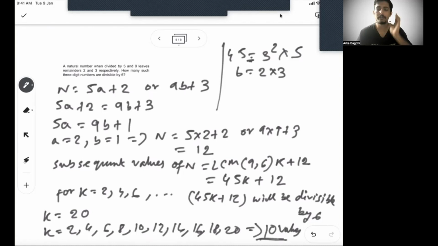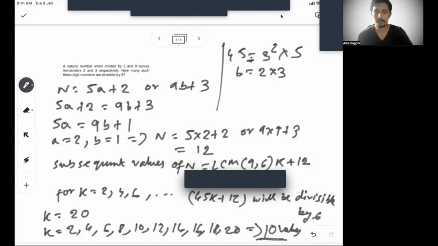So 10 such values for which the 3-digit number which satisfies the condition when divided by 5 and 9 gives a remainder of 2 and 3 respectively will be divisible by 6. Okay. So that is the case. There are 10 such values.